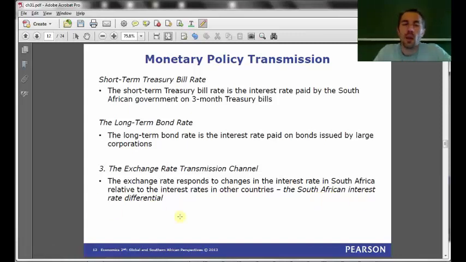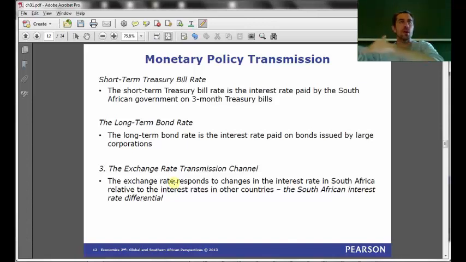Why does the exchange rate respond? Because if our interest rate differential goes up, in other words, if our interest rates go up while interest rates in the rest of the world stay the same, then people want to buy our bonds. Okay? Higher interest rates, higher returns. So they buy our bonds, which makes our currency appreciate because there's demand for our currency.